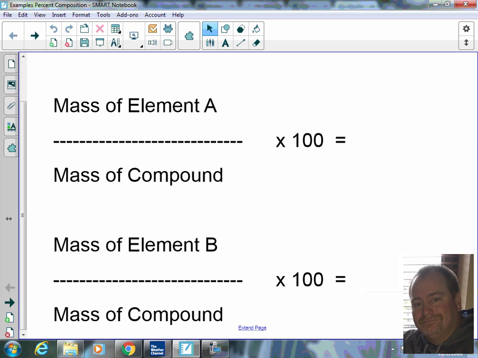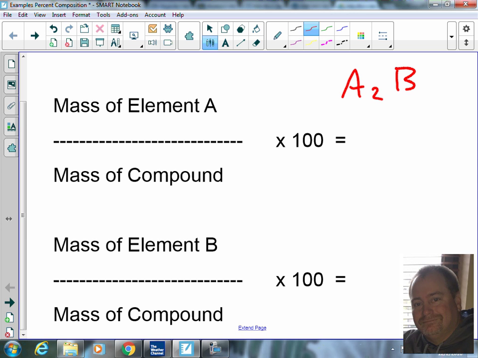Now, when we're talking about this, folks, it says element A, element B. Let's assume we have a compound that was A2B. That's what A and B mean there, the element A, the element B. To get the mass of element A, obviously we have 2 of them, so you would have to double it. We only have 1 of B, so that would be fine there.